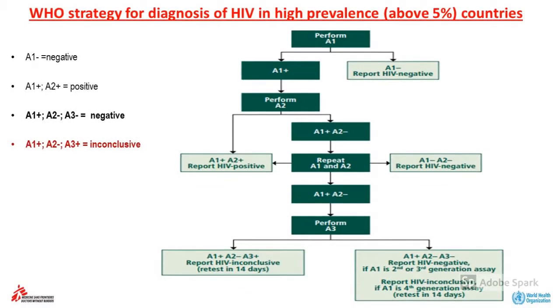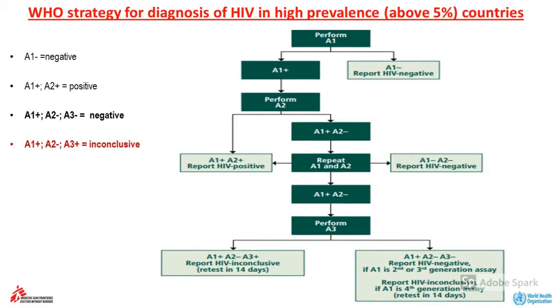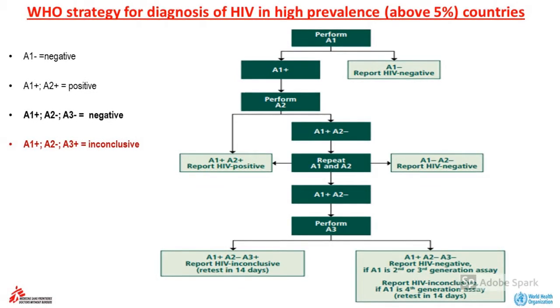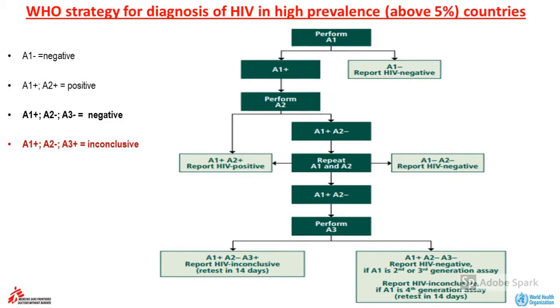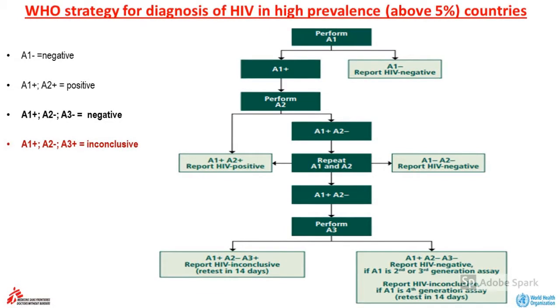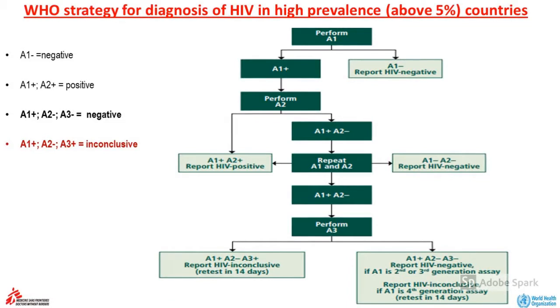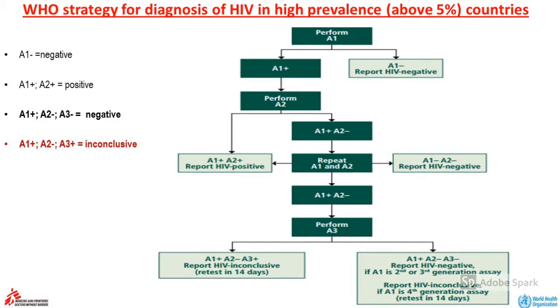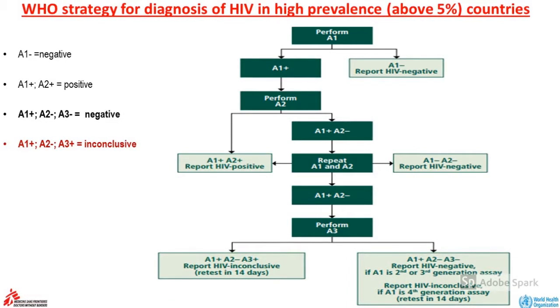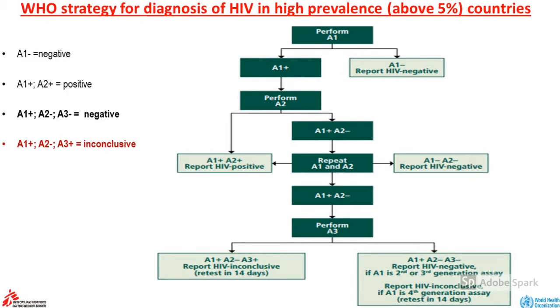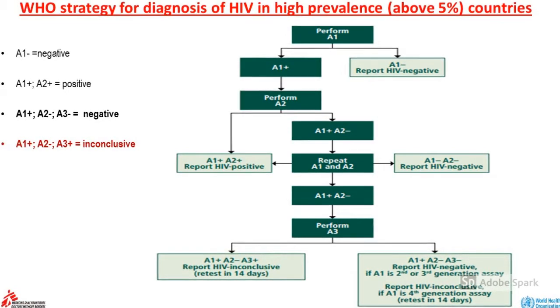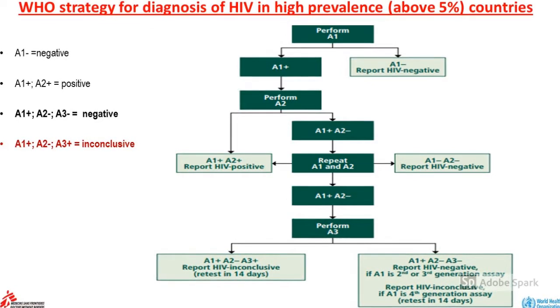In situations where only the first test kit in the strategy is available, that is A1, an HIV negative status can still be given if the test result of that first test is non-reactive. But if the A1 test result is reactive and if the second and third assays are not available, the client should be referred to another clinic where all test kits are available.